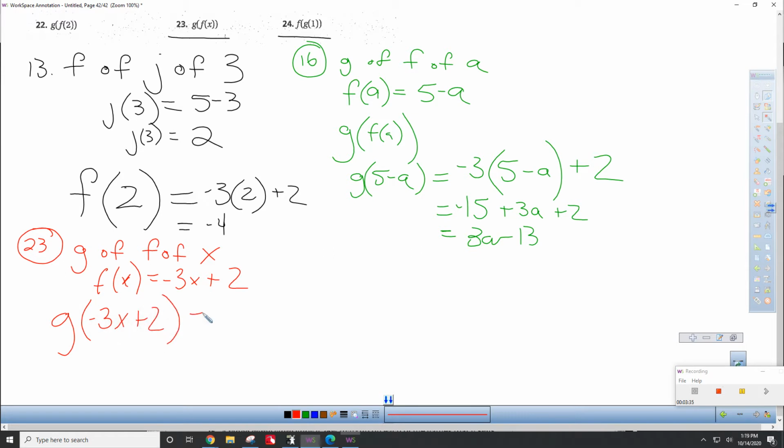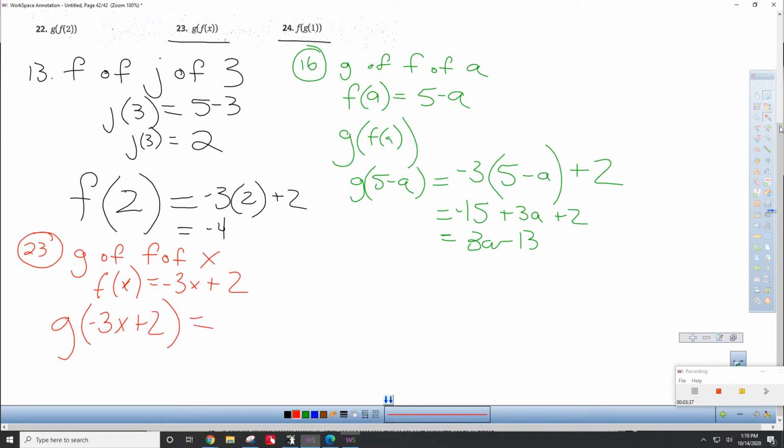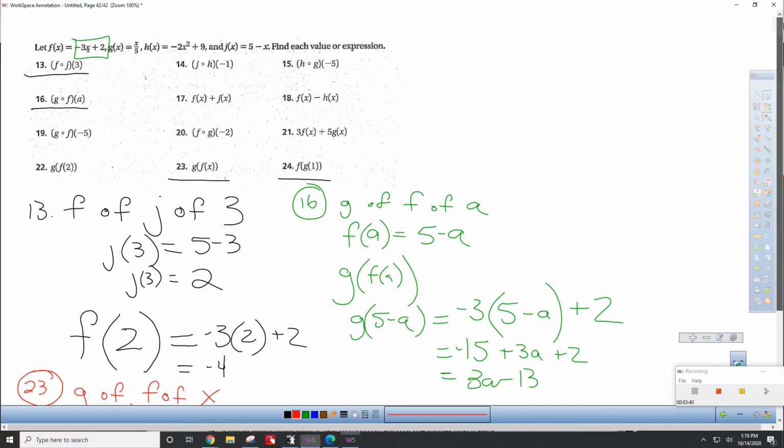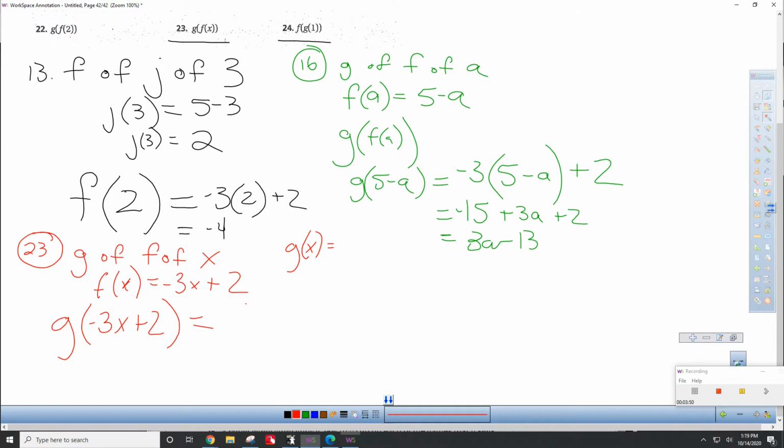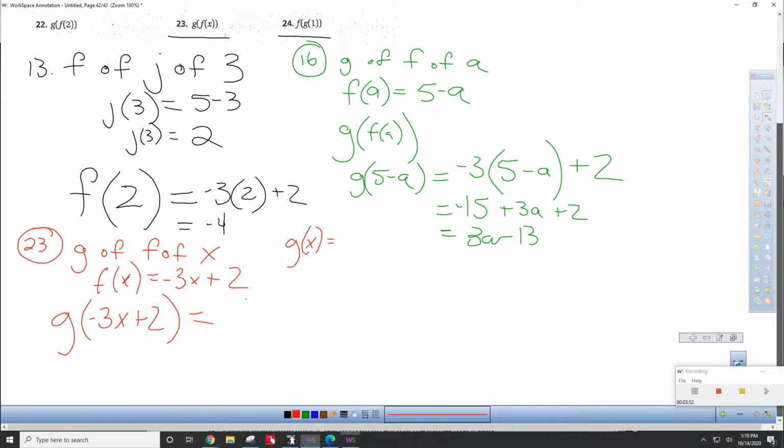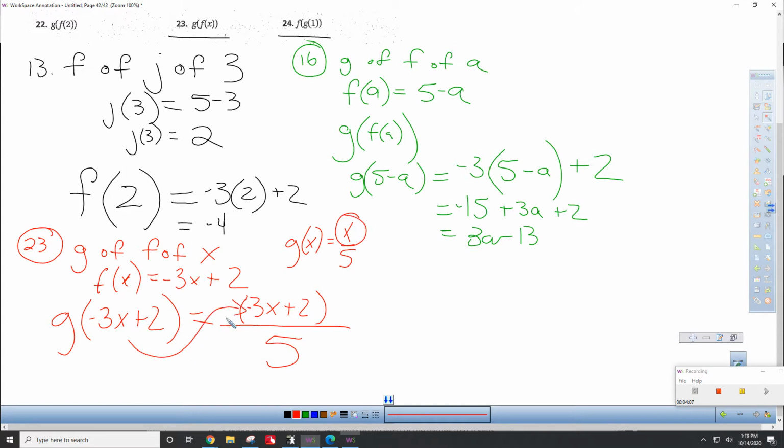So I'm going to go to the g function and put whatever's in parentheses in for x inside of the g function. So g of x is x over 5. Is that what that said? Okay, so g of negative 3x plus 2 is negative 3x plus 2 over 5. I literally just took out the x and put in whatever was in our parentheses. So this is your answer right here.